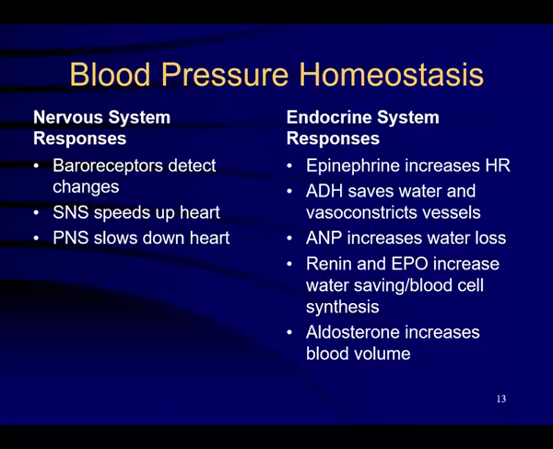EPO, or erythropoietin, is going to increase red blood cell synthesis, and that helps. That would be a response if you lost blood, for example. And then aldosterone itself, of course, through renin, increases blood volume. So all of these things, the endocrine system and the nervous system, are going to respond to a change in blood pressure to try to maintain the 120/80.